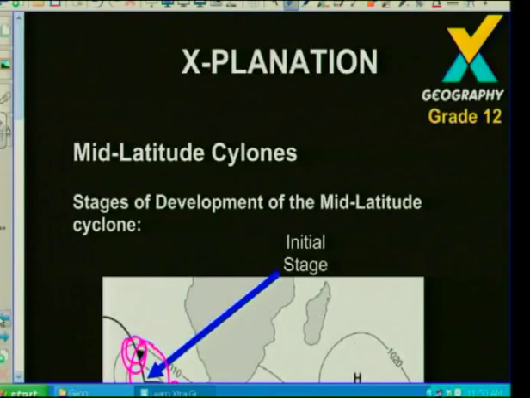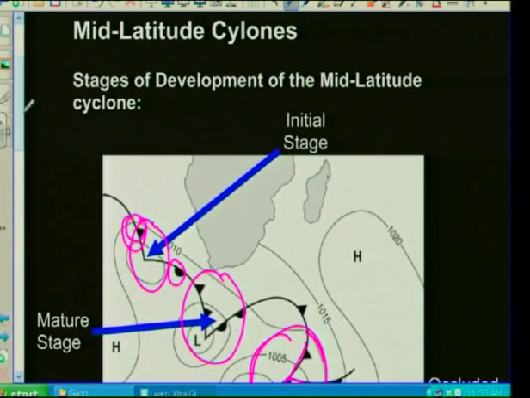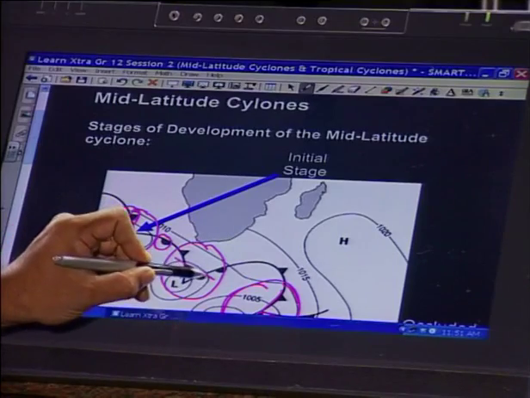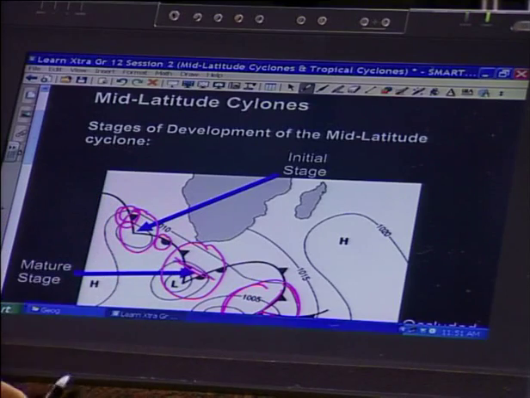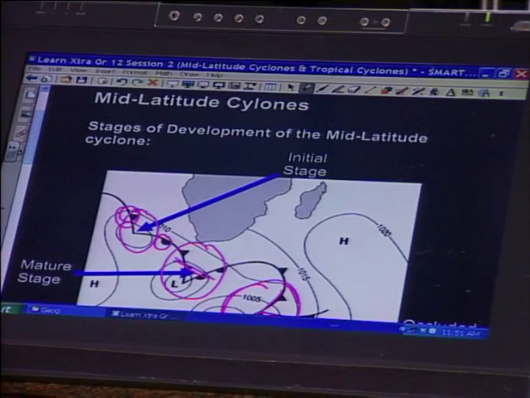Remember, we're now doing a cross section. We're cutting across the system, and we're creating a cross section, and we're looking at how it looks from this angle here. So we're cutting across the system and we're looking at how the mid-latitude cyclone looks from this direction. Okay?